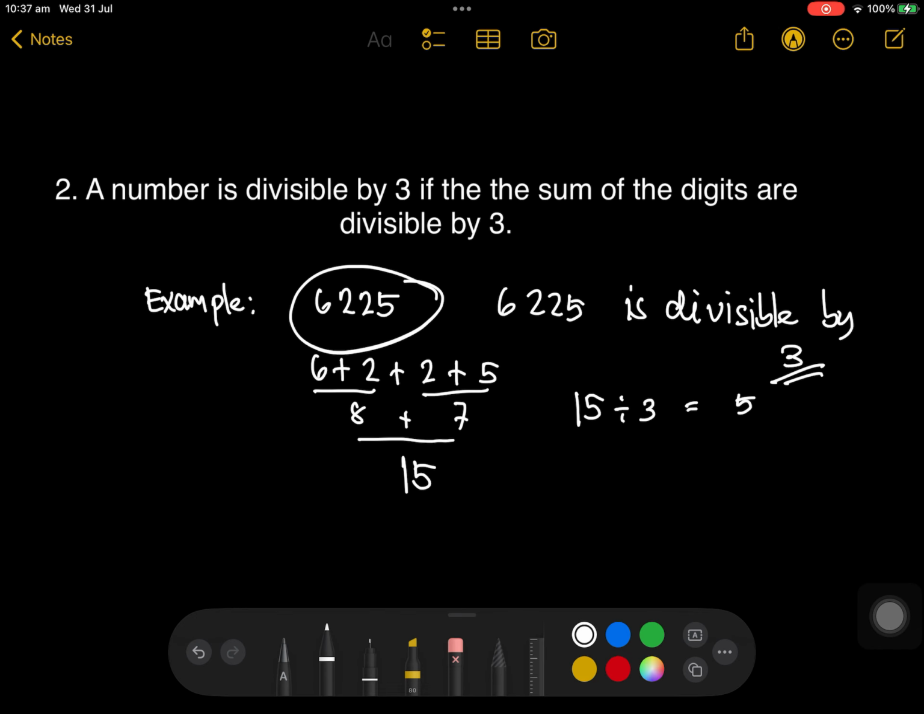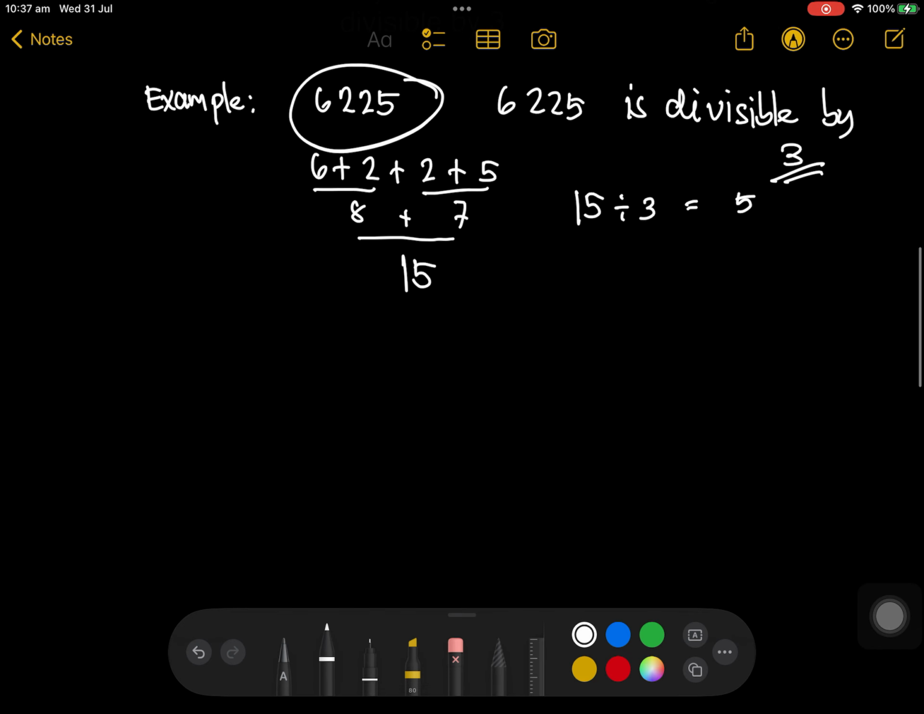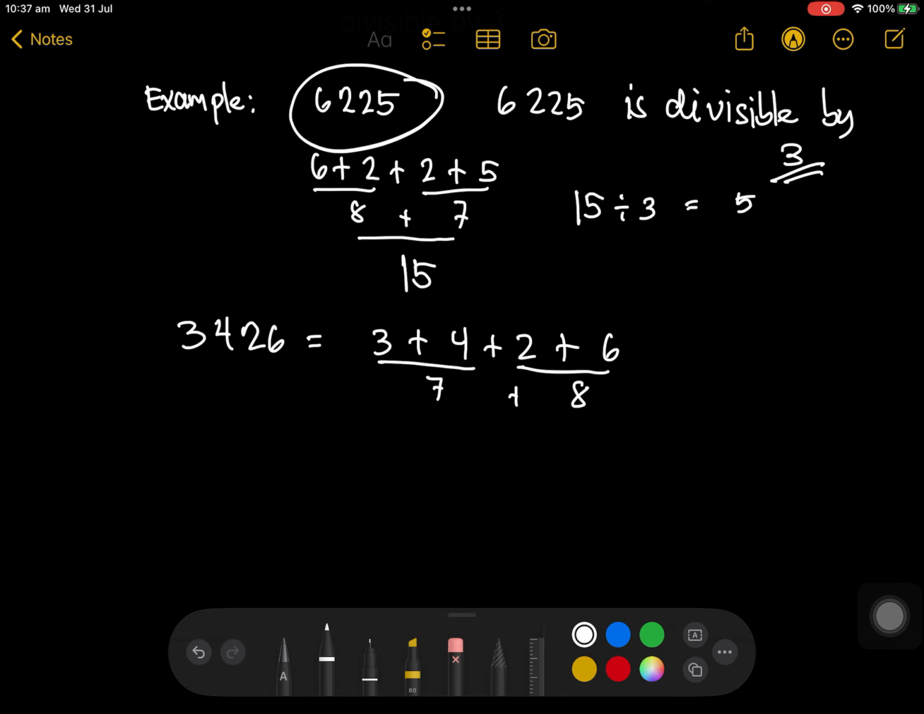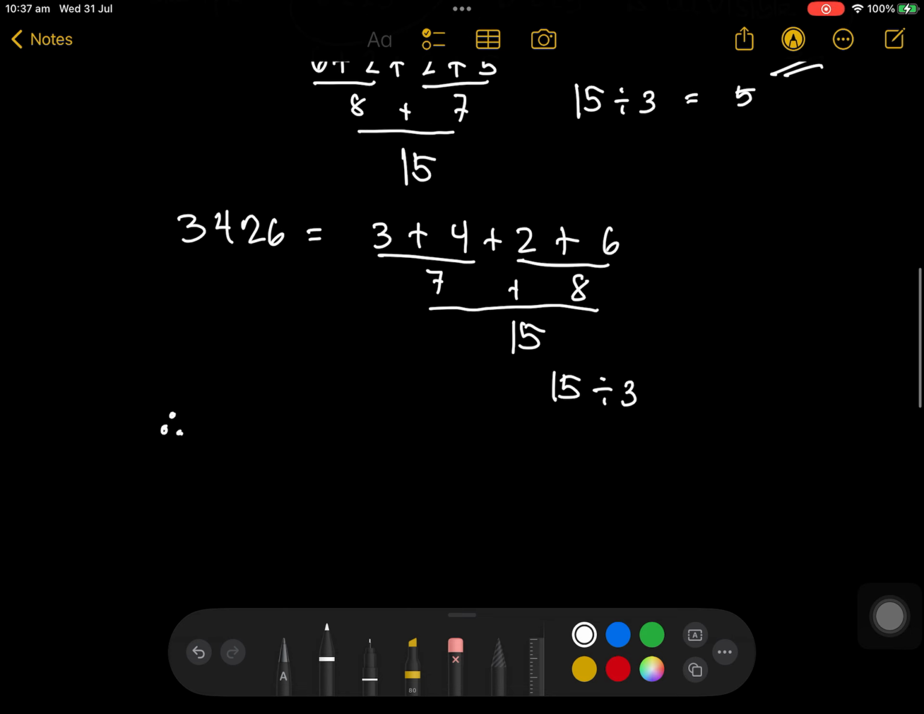Okay, another one. Let's say we have 3,426. When you add the sum of the digits, 3 plus 4 is 7, and 2 plus 6 is 8, and 7 plus 8 is 15. So the sum of the digits is 15, and 15 divided by 3 is 5. Therefore, 3,426 is divisible by 3.